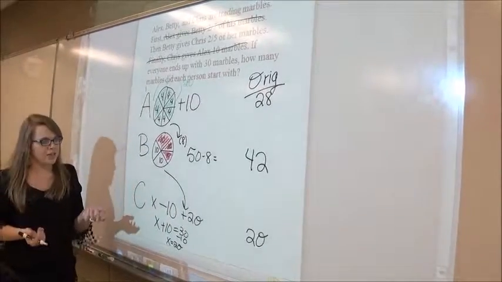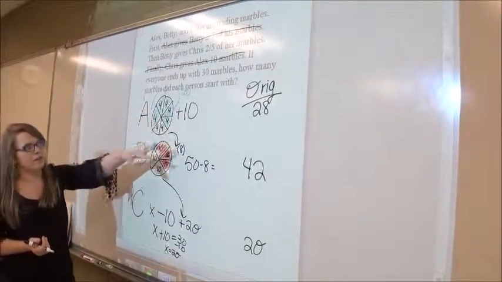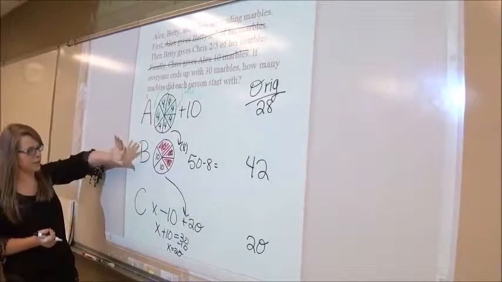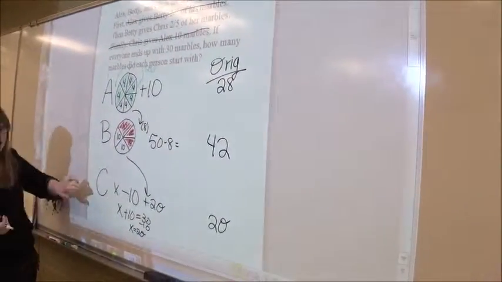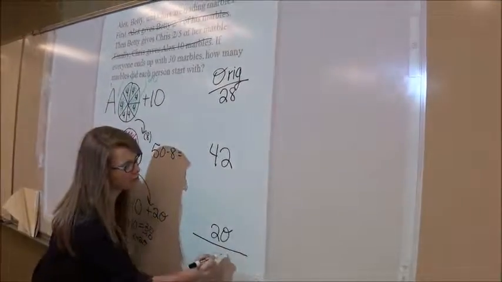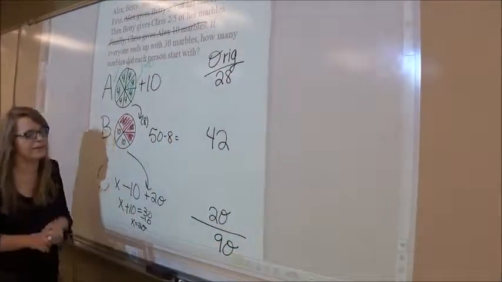So I always like to check my work. So if we know that everybody ended up with 30, we know that 30, 60, 90 total. They shifted, but they still have to have 90. So if you add all these numbers up, you do in fact get 90 marbles.